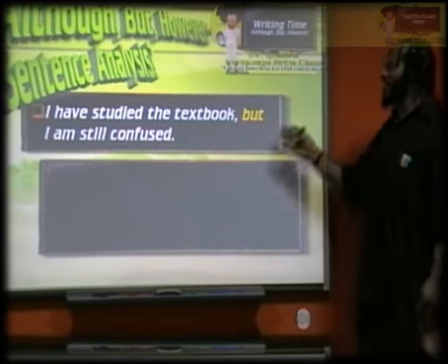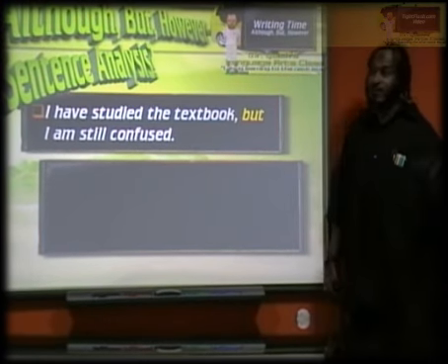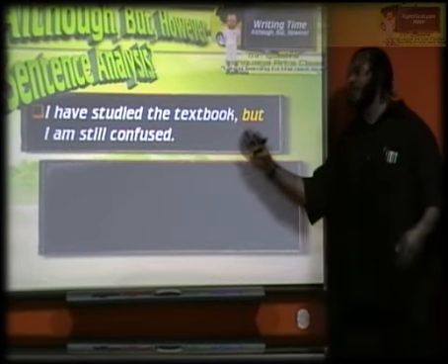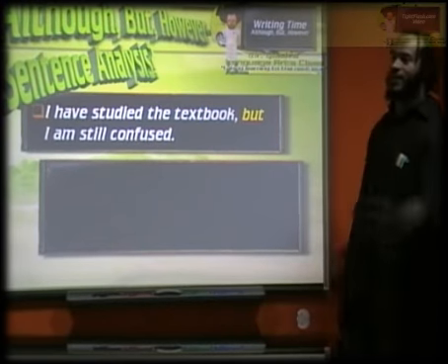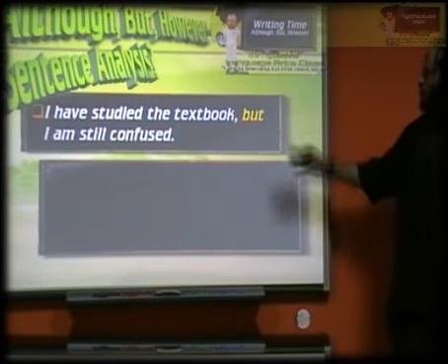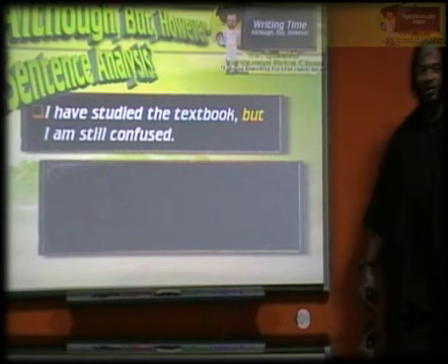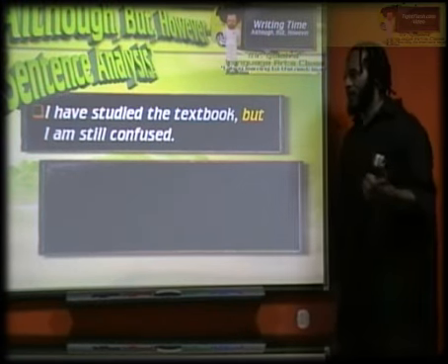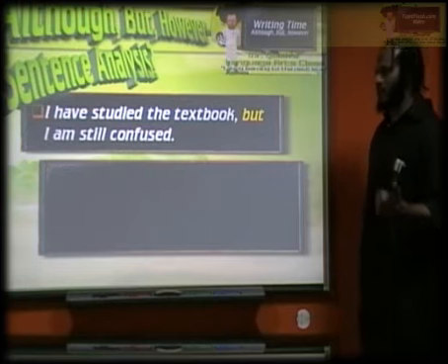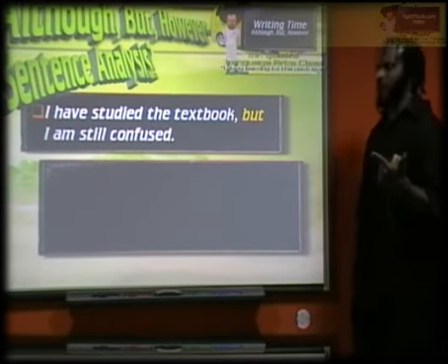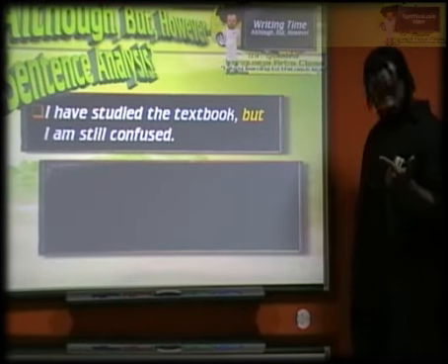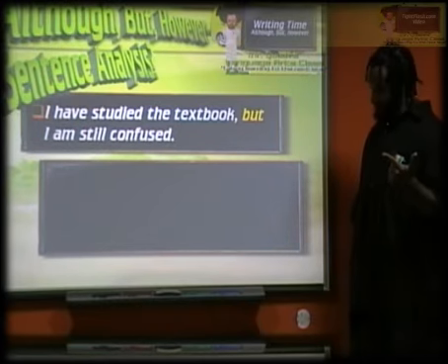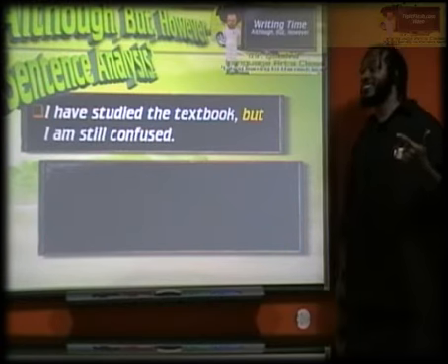I have studied the textbook, but I am still confused. Somebody better break this sentence down, dissect it, tell me everything about it, including the but, what it's all about. Yes. I have studied the textbook. It's the independent clause. Yes. I am still confused is the dependent clause. What is a coordinating conjunction? Okay.